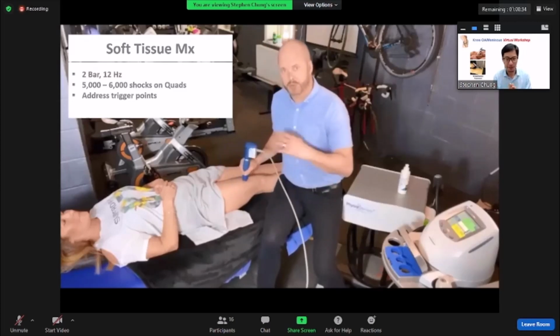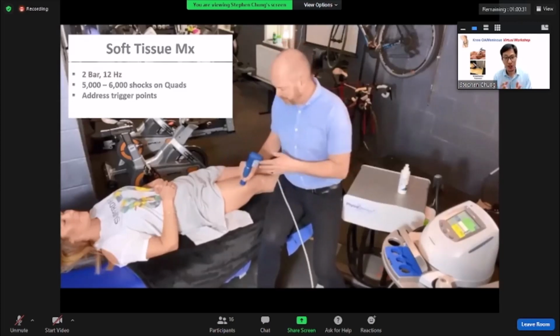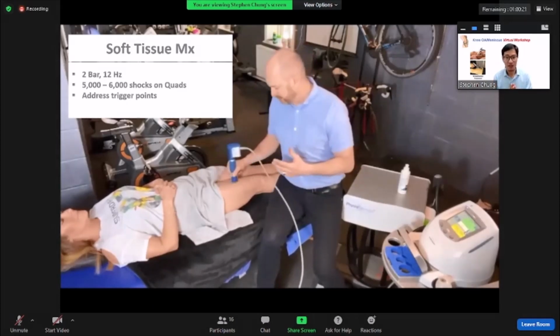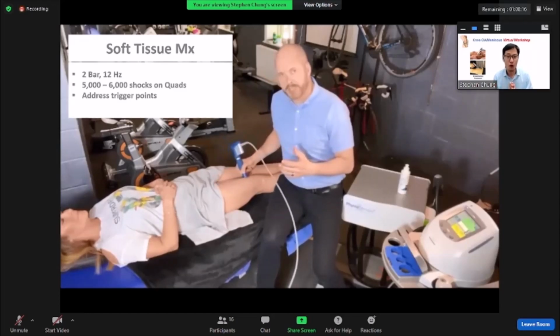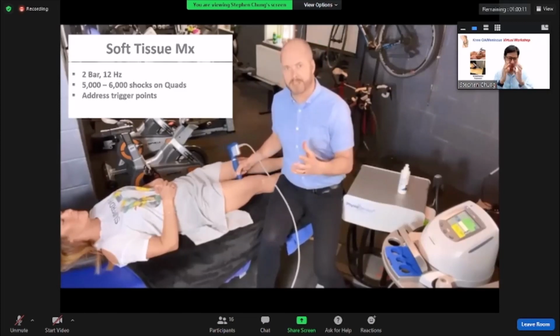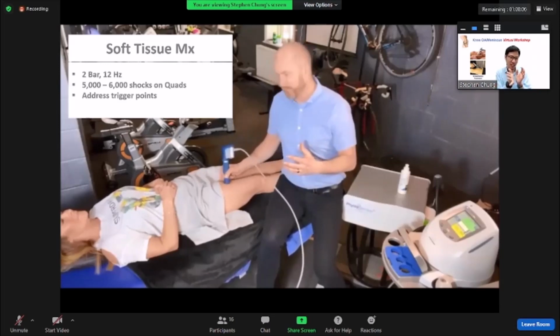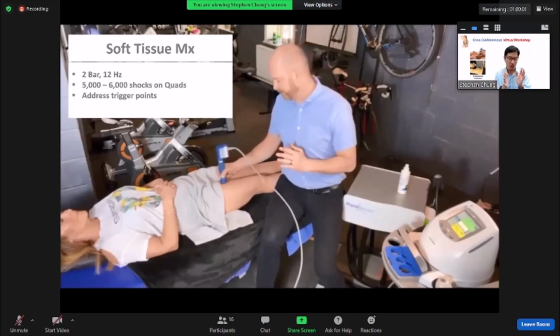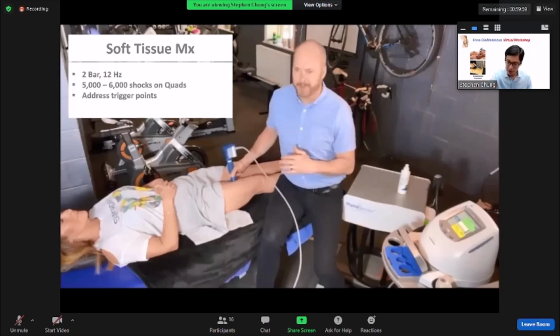other areas. Okay. Of course, while you do the painting with the radial pressure shock wave, you want to address the VL, the vastus lateralis, and also the rectus femoris, VMO, and remember, do not forget the adductors, because for most knee OA patients, sometimes they also have very tight adductors because they are pretty much adducted from the hip. All right. So 5,000 to 6,000 shocks with radial pressure shock wave on the quads.